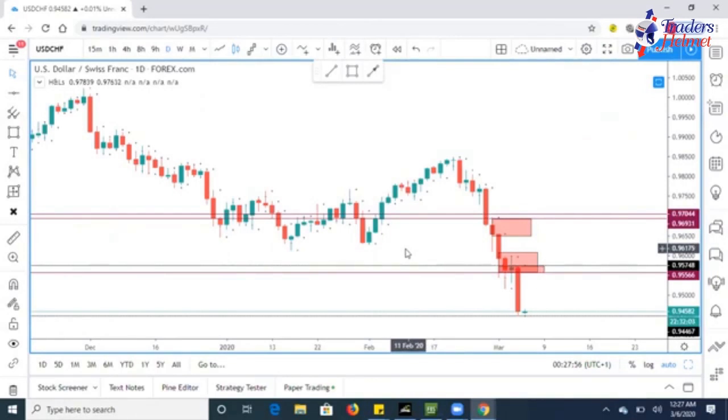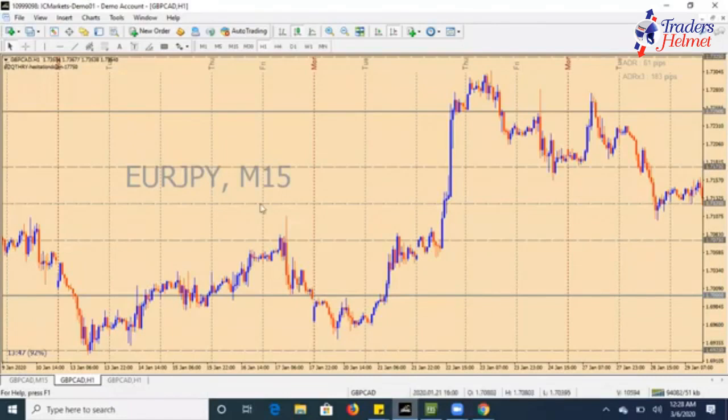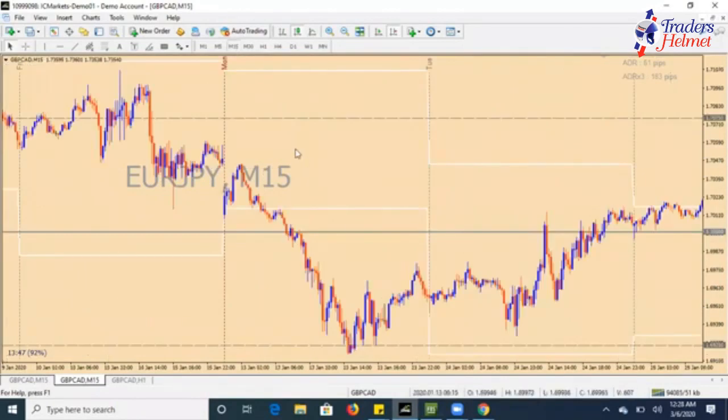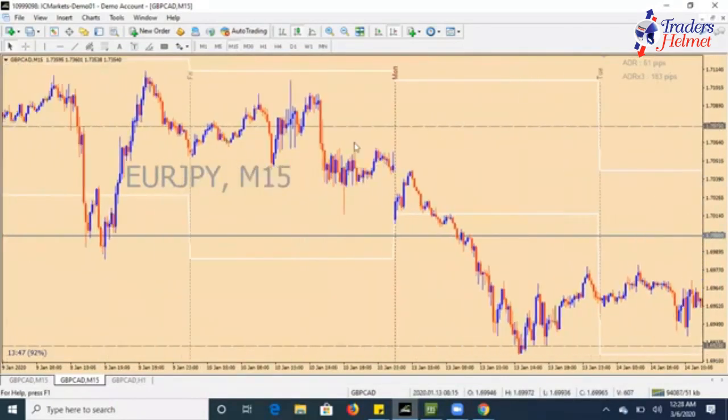Liquidity points based on this strategy can be found at the highs and the lows of yesterday. Let's go to MT4, to the 15 minutes chart here. I have this indicator that shows me the high of yesterday. So this Friday, this was the high of Thursday here, and this point here happens to be the low of Thursday.